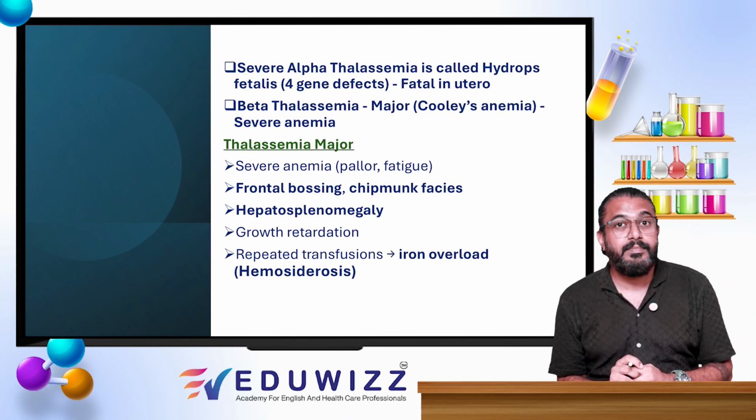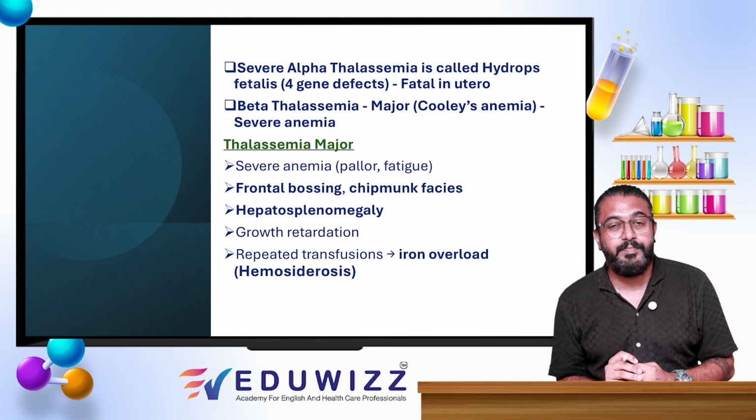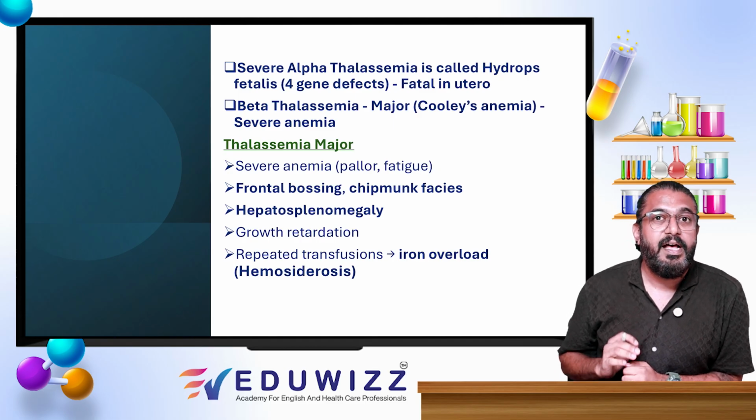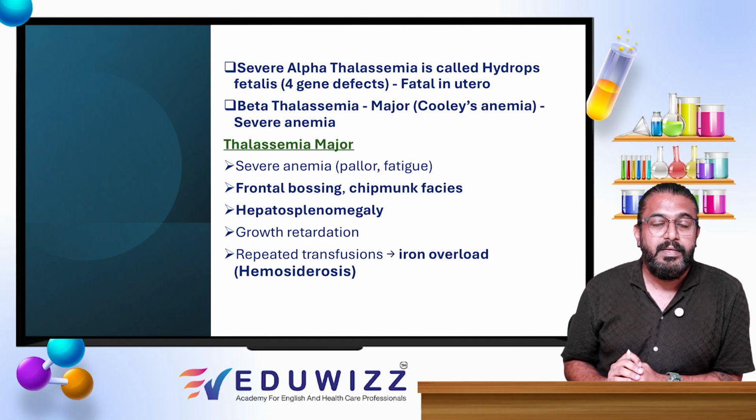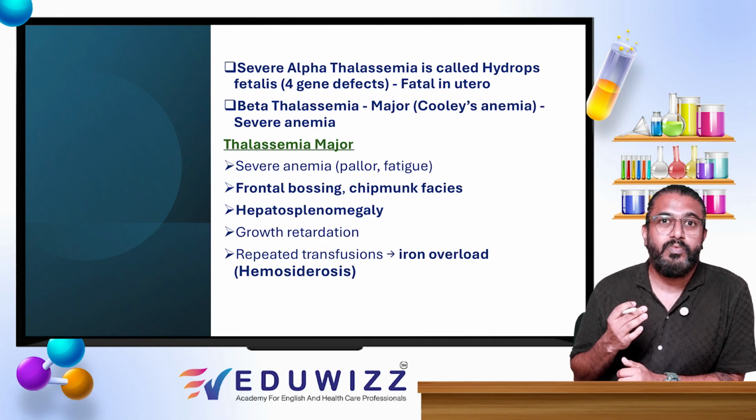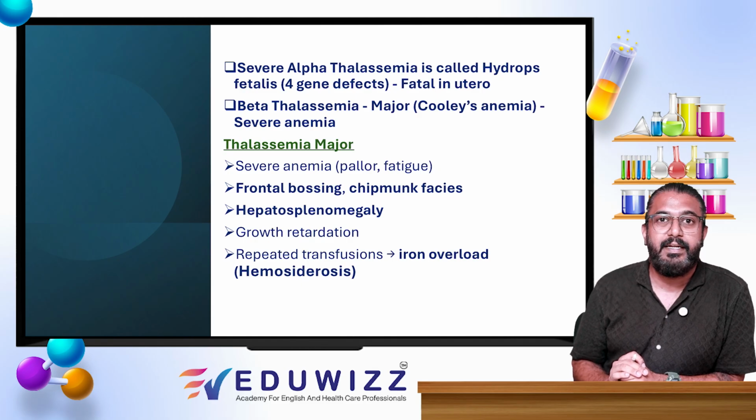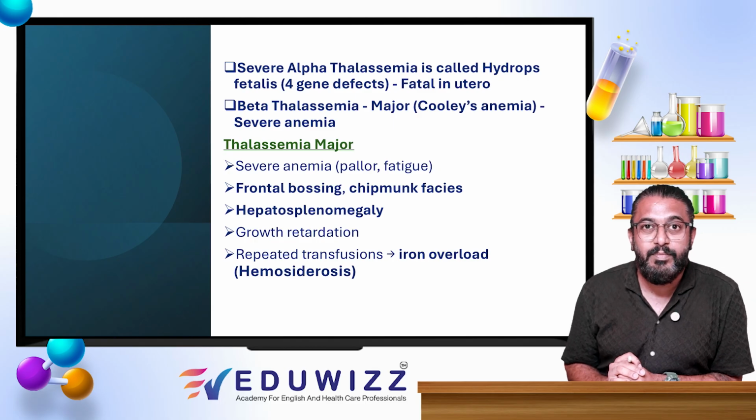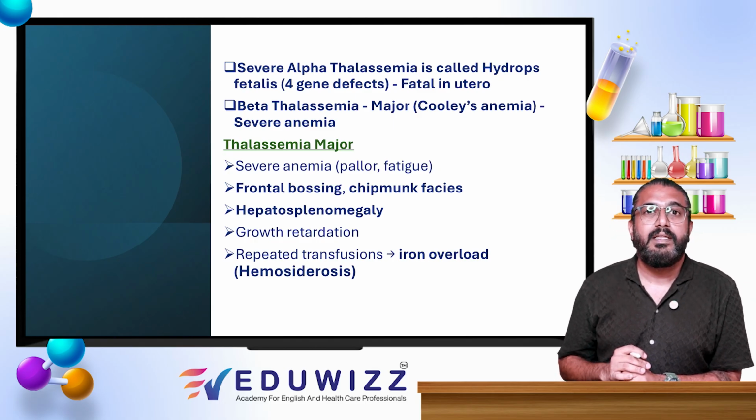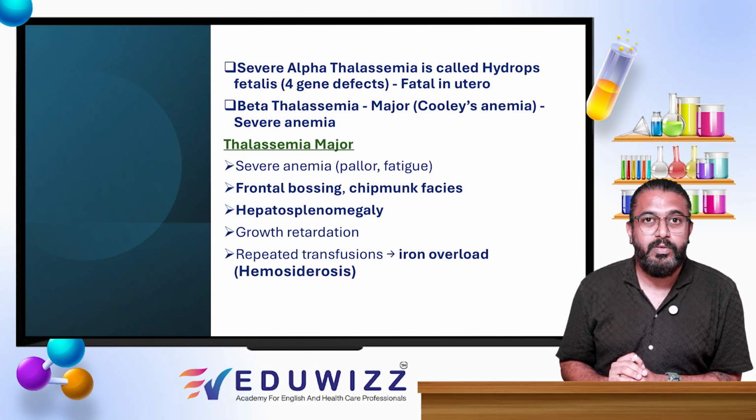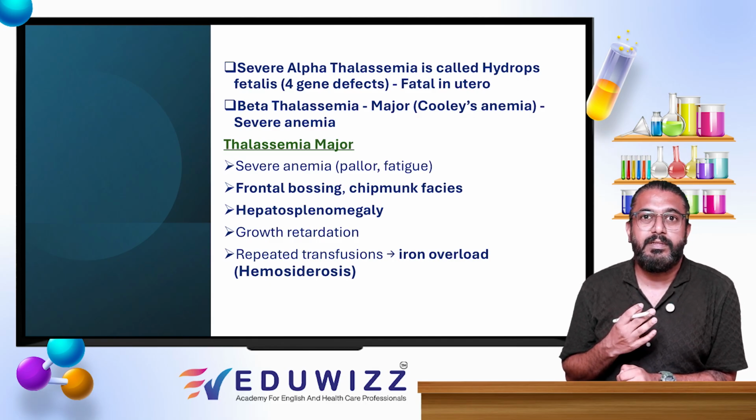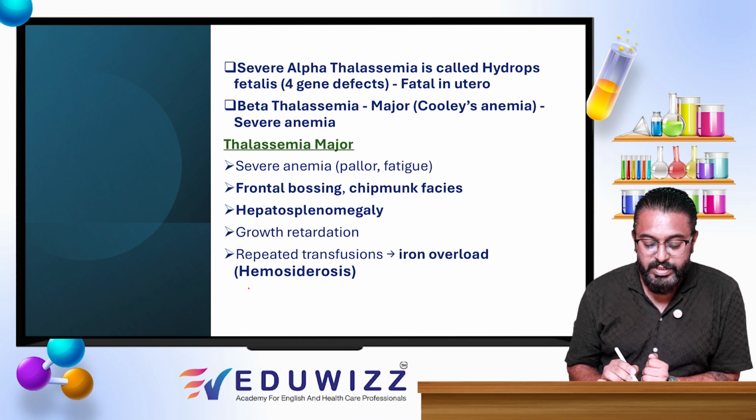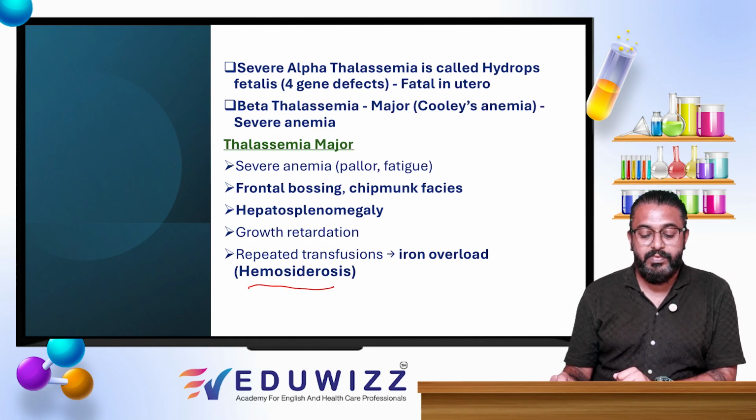Due to RBC destruction, the baby might require repeated transfusions, and because of this, iron overload is another feature that depends on the transfusion. One of the important interventions is to monitor iron levels. Repeated transfusion might lead to iron overload, also called hemosiderosis. Hemosiderosis is the pigmentation of the skin due to iron overload. Bronze or dark colored pigmentation will be there because of iron overload. These are the features of thalassemia major.